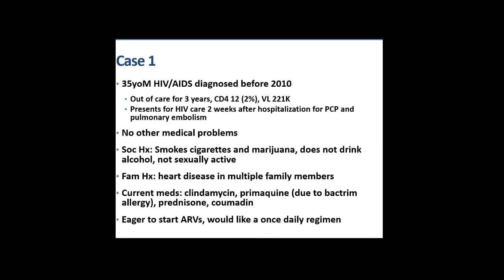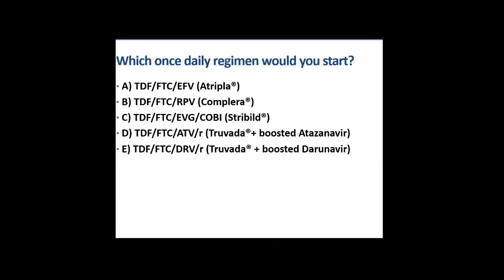He has a family history of heart disease in multiple family members, and his current medications from hospital discharge are clindamycin and primaquine for PCP treatment due to his Bactrim allergy, as well as prednisone and Coumadin for anticoagulation. He's eager to start antiretroviral drugs and would like to be started on a once-a-day regimen. So my first question is, what daily regimen would you start? A, Atripla; B, Complera; C, Stribild; D, Truvada with boosted atazanavir; or E, Truvada with boosted darunavir?